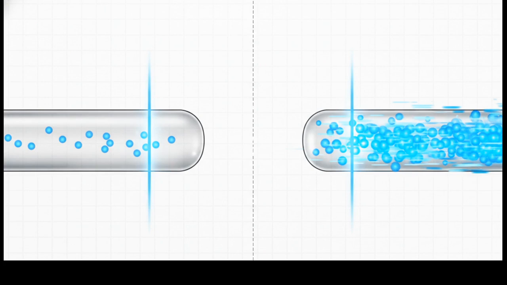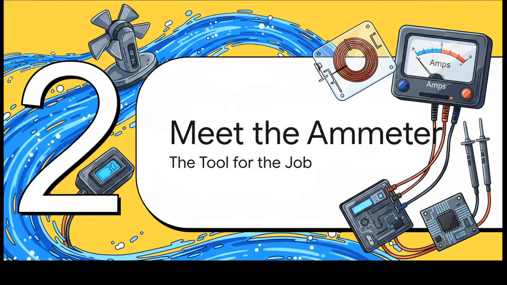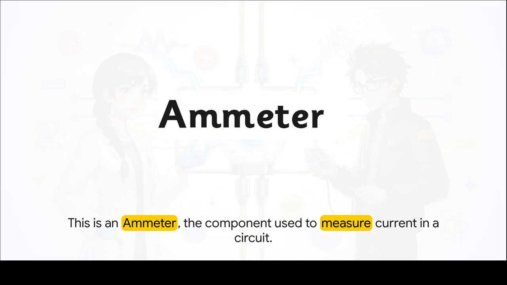Simple as that. All right, so if you wanted to measure the flow of a real river, you'd probably use some kind of flow meter. So what's the equivalent for our invisible river of electrons? Well, let me introduce you to the perfect tool for the job. This is an ammeter. This little device is our hero today, designed specifically to measure that flow of electrons. And its name is a big hint about what it does. It measures something called amperes, which we'll get to in just a sec.